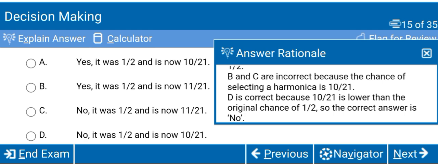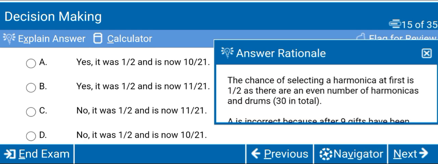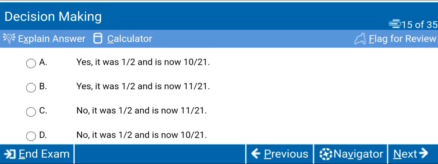So the correct answer is no. So here we have a correct option is option D. That is no, it was half and is now 10 by 21.